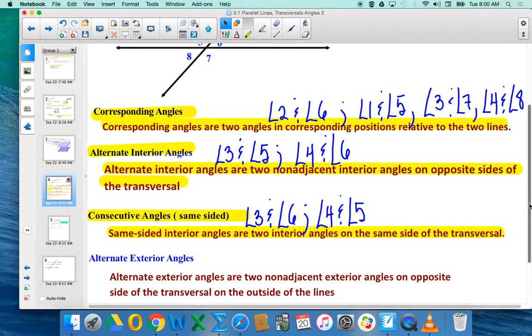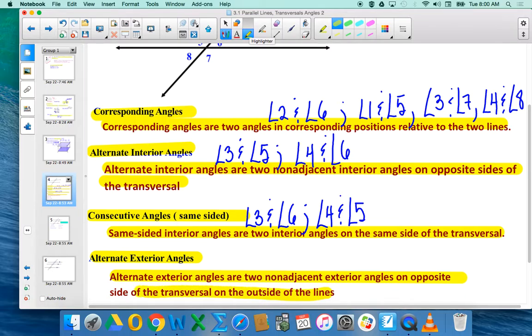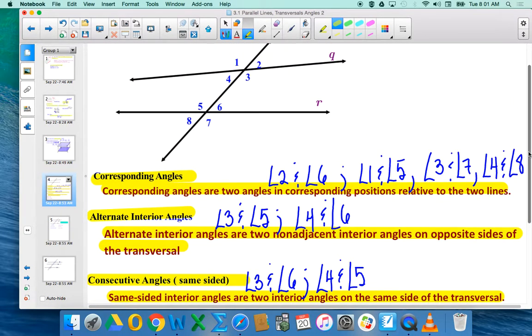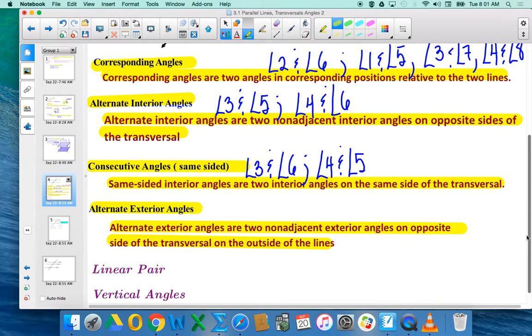Next we have alternate exterior. What does alternate mean? On the opposite sides of the transversal. Exterior meaning on the outside of the lines. Alternate exterior angles are two non-adjacent angles on opposite sides of the transversal on the outside of the lines. So, angle 1 and angle 7.